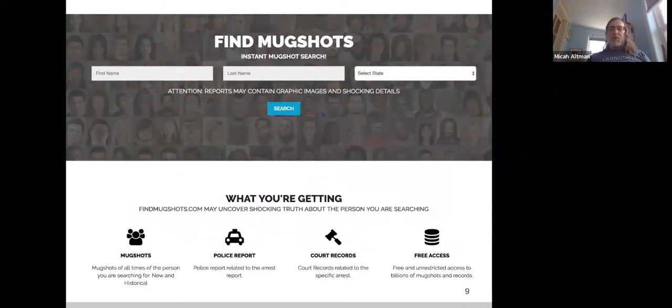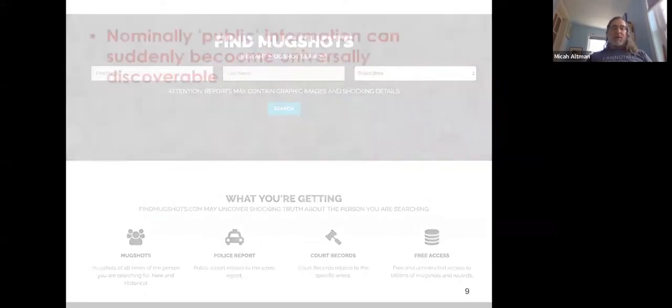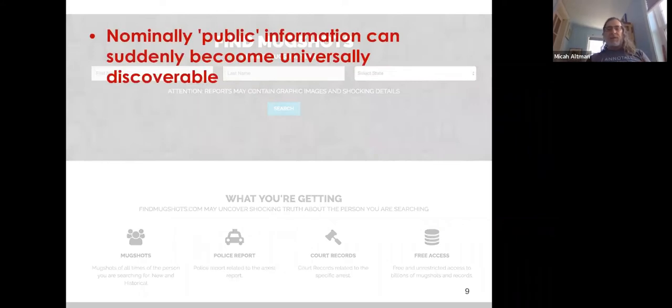Sometimes the availability of information has consequences that are entirely unexpected. This is one example. It's a mugshot database. And it illustrates that nominally public information can become universally discoverable rapidly. About 10 years ago, especially in the US, a number of county records offices started putting arrest records on the internet, as part of transparency. Now these were nominally public.